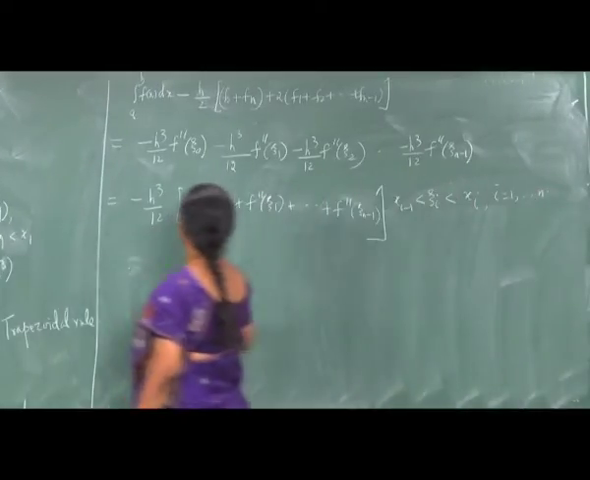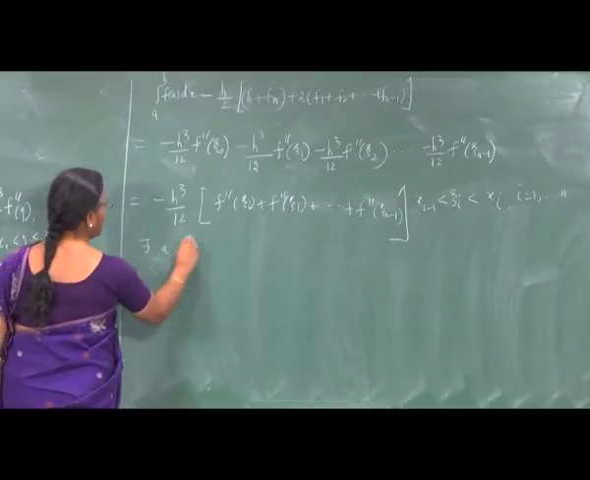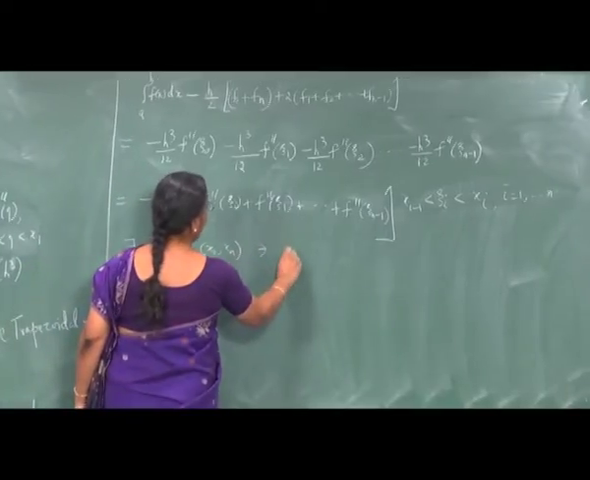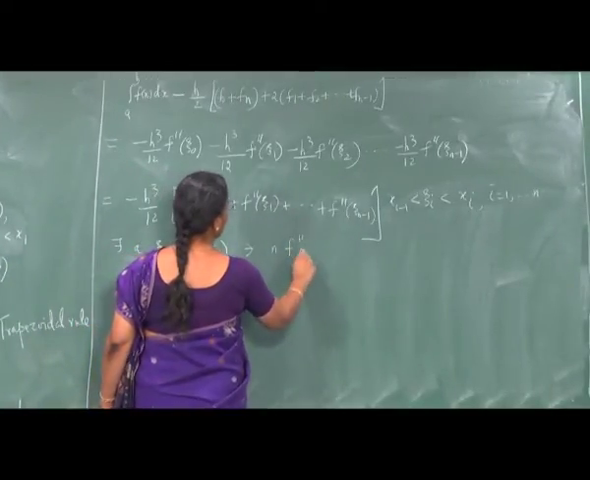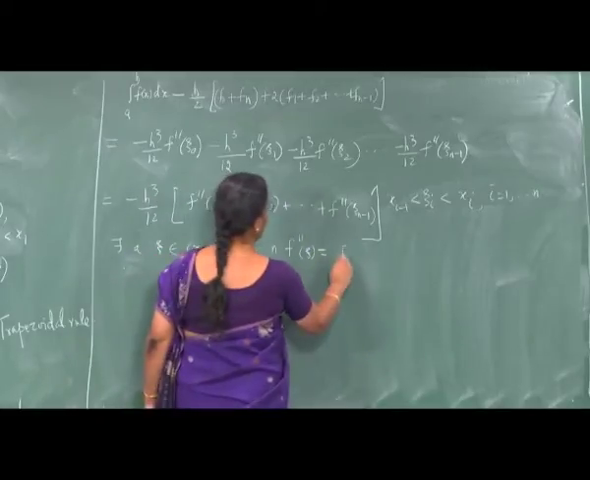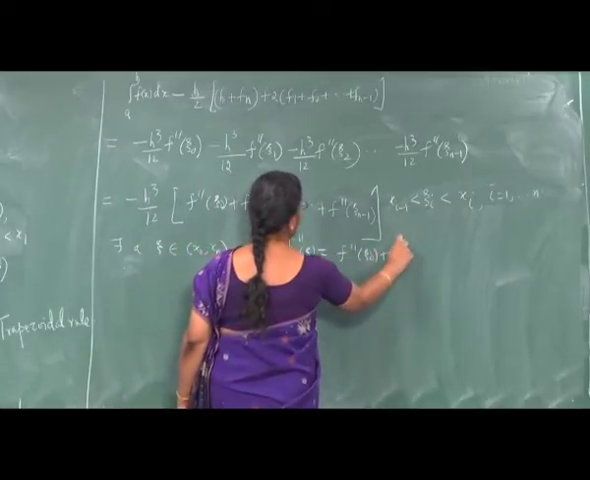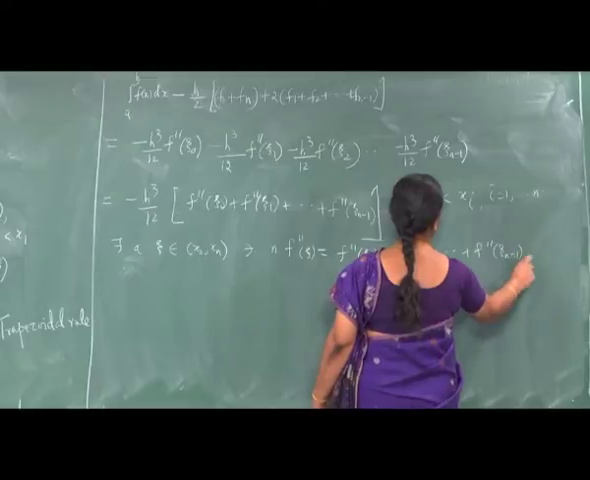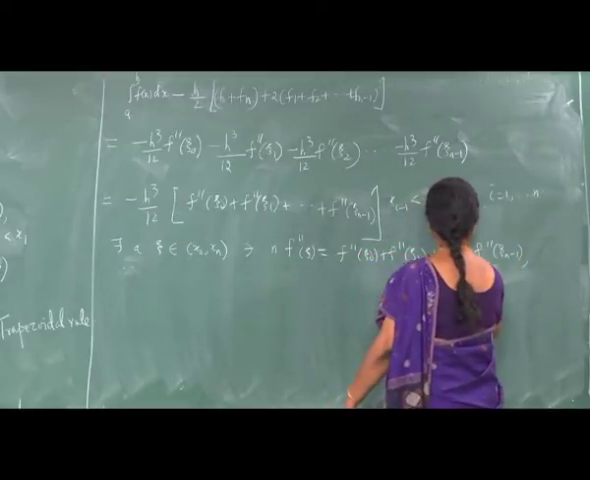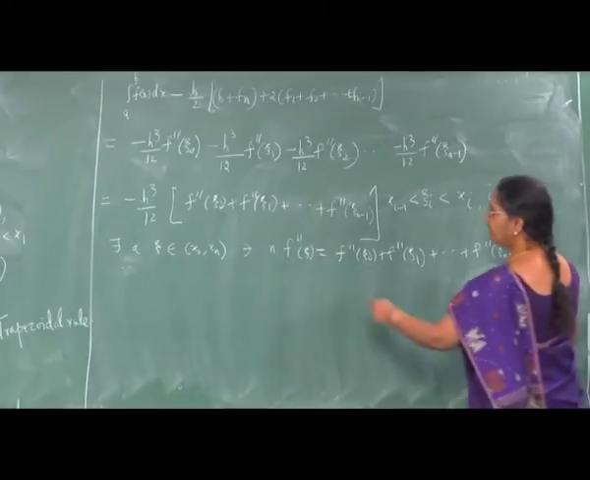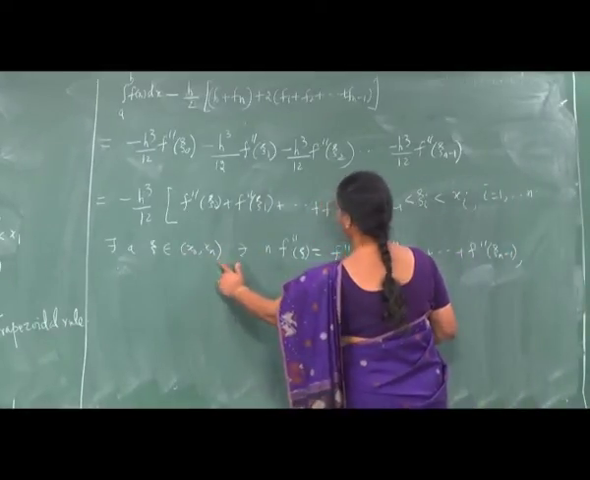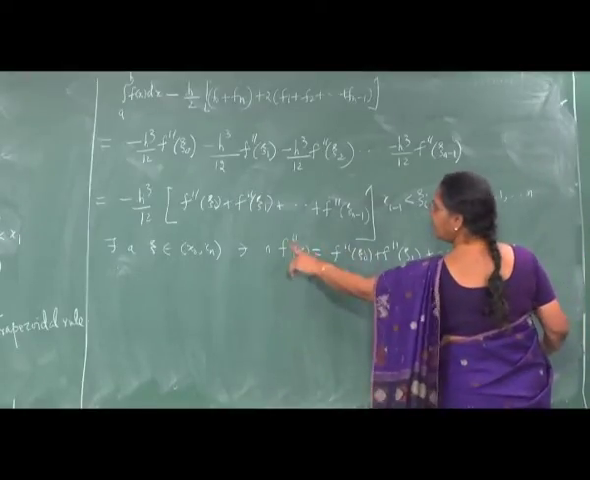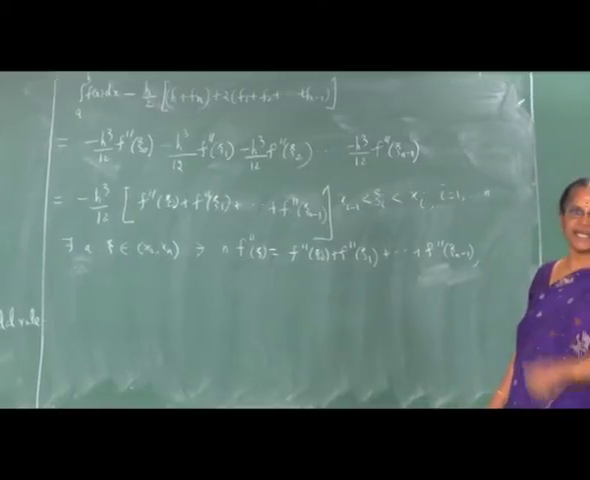So, there exists a psi in the interval x naught to x n such that n times f double dashed at psi will be equal to f double dashed at psi naught plus f double dashed at psi 1 plus etcetera plus f double dashed at psi n minus 1, where psi is in the interval x naught to x n. Namely, I can find a psi in this interval such that the average of this, namely the sum by n, will be the second derivative evaluated at psi.